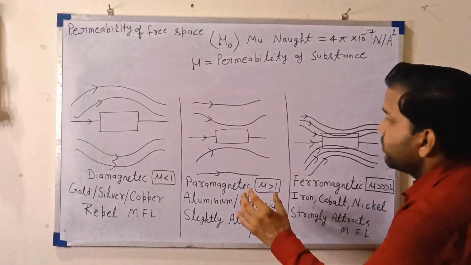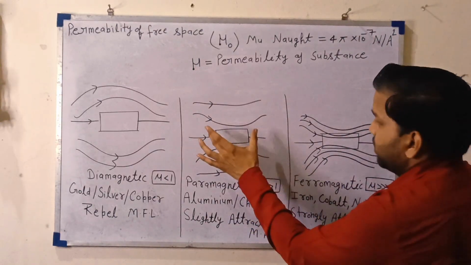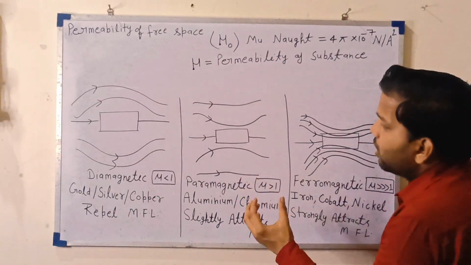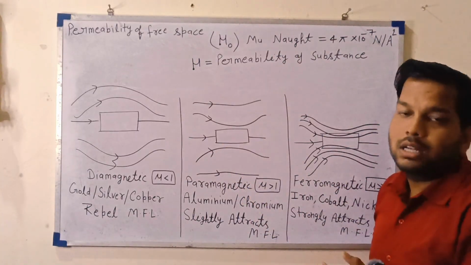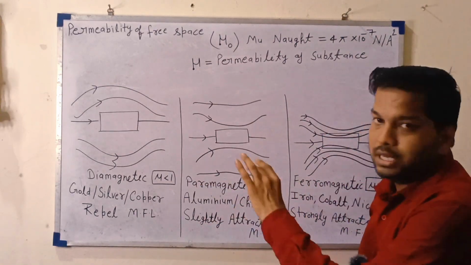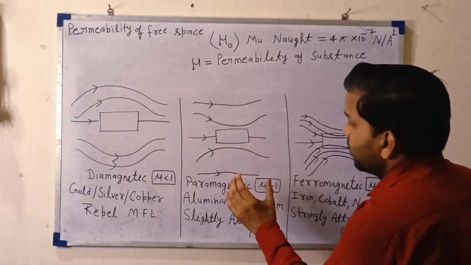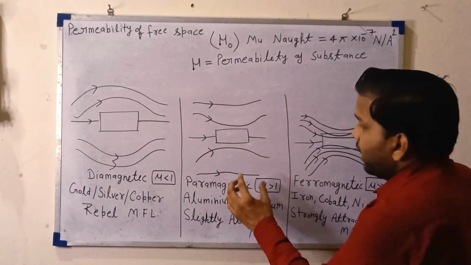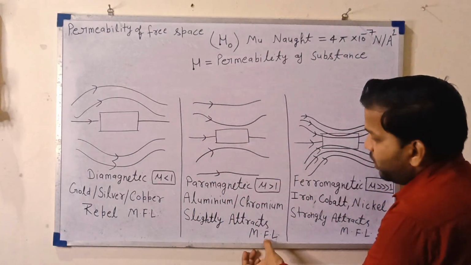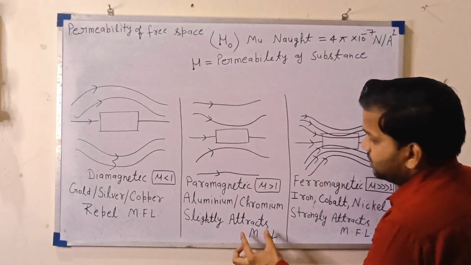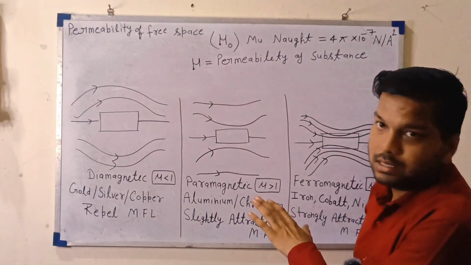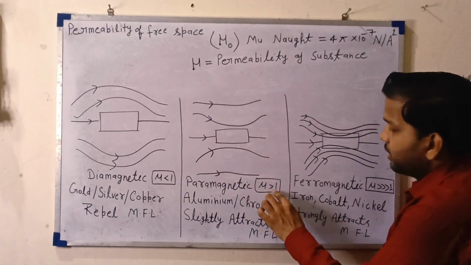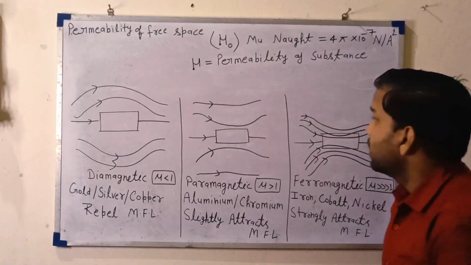Here you can see a very little amount of MFL. It means magnetic field lines are attracted towards the substance, or you can say passing through the substance. Examples of such kind of substance are aluminium, chromium. These magnetic field lines are slightly attracted by the substance. So here the value of mu is greater than 1, right?